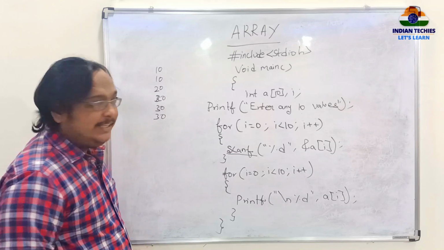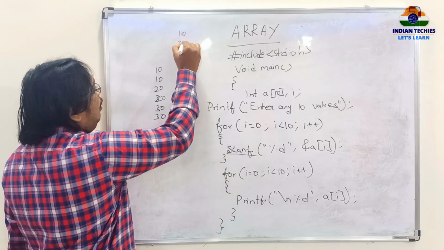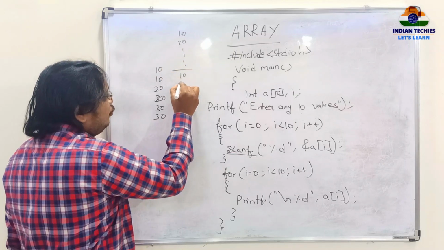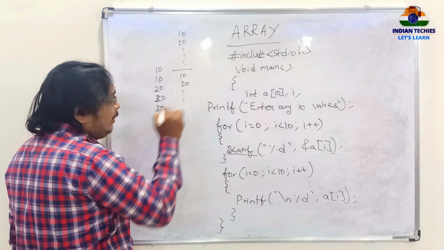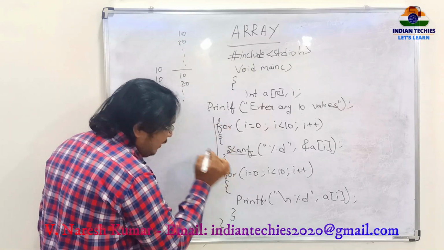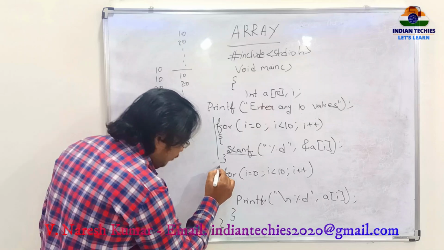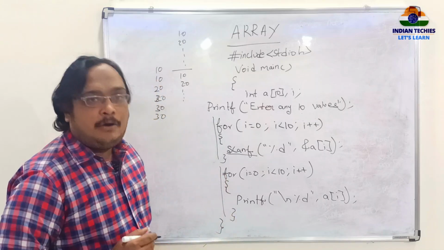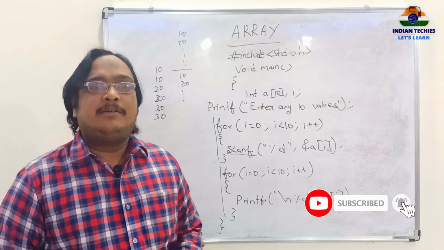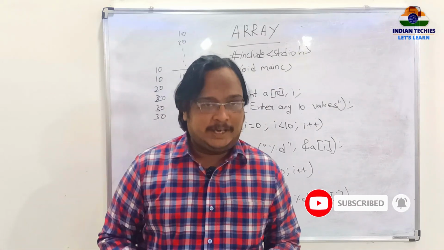Now I don't want it like this. First of all, I have to give all my inputs. Afterwards, it has to print all the inputs that I have given, separately. So this for loop we write separately for input, and this for loop we write separately for output. This is an example program for one-dimensional array.